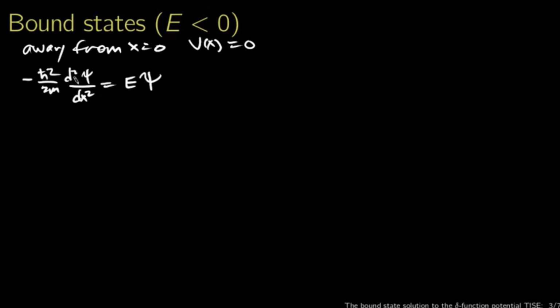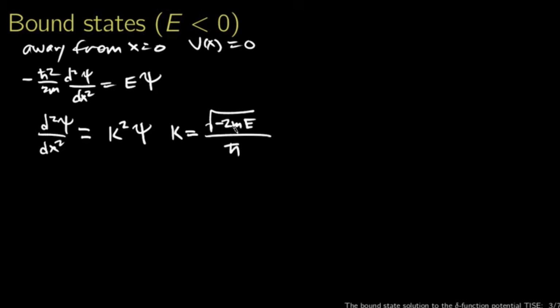We know the energy now is negative, so we're going to have a negative quantity on the left and a negative quantity on the right. In order to consolidate some constants, let's move the 2m over h bar squared over to the right-hand side by multiplying through by 2m over h bar squared. We'll end up then with d squared dx squared of psi is equal to k squared psi, where I'm defining k to be equal to something that looks a little strange, the square root of minus 2mE all over h bar.